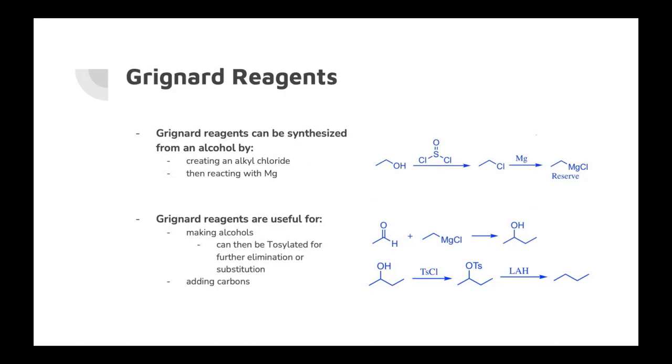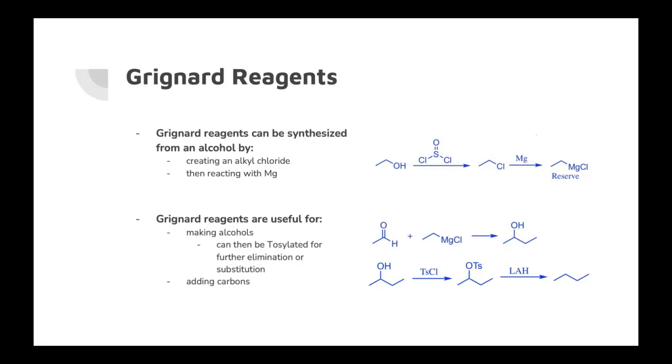I wanted to quickly go back to Grignard reagents and talk about how we can apply them this semester. So one thing that you might have to do in synthesis is to create a Grignard reagent yourself, and that can be done by starting with an alcohol and creating an alkyl chloride. So like we talked about, you can use SOCl2, for example, and you've changed your alcohol to an alkyl chloride, and then you can just react with Mg, and you have your MgCl. You can do this with Br as well. So you can have a MgCl or MgBr.